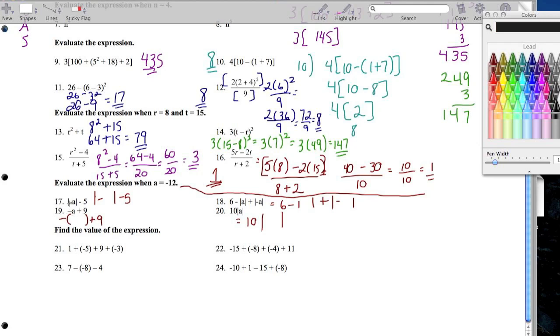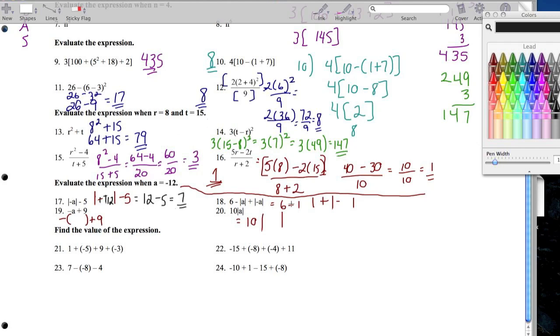The first one, 17, says the absolute value of negative a minus 5. So I have the absolute value of negative blank minus 5. A is negative 12, so this is really the absolute value of negative negative 12. Well, the opposite of a negative is a positive, so these become positive. But we know anything in absolute value is positive anyway, so really this is just 12 minus 5, or 7.